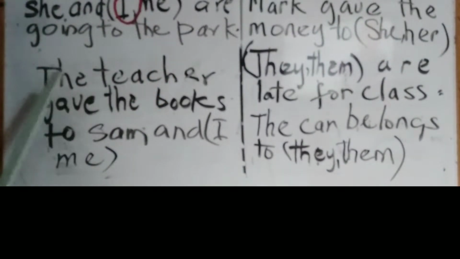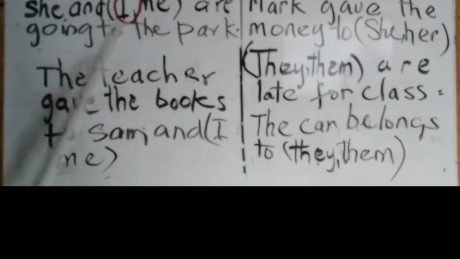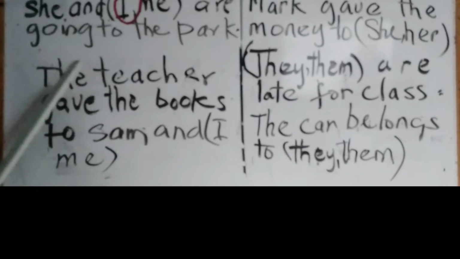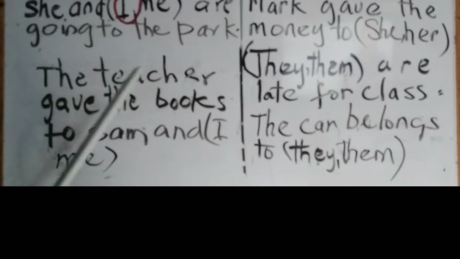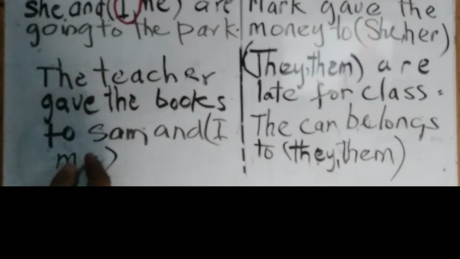Alright, the next one. The teacher gave the books to Sam and I, me. Now, the teacher is the subject. So therefore, we're going to look for the object pronoun here because we already have the subject, which is the teacher. The teacher is doing the action. So the pronoun that we're going to look for is an object pronoun. In this case, the object pronoun would be me. So the correct thing would be me.